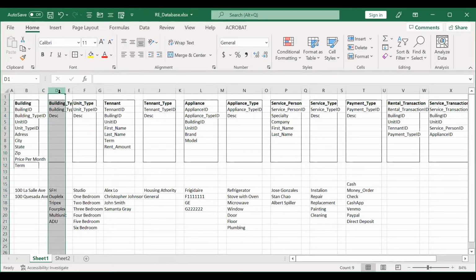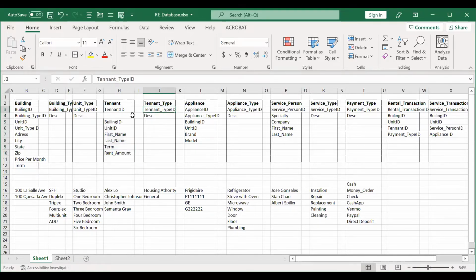Building type, I just mentioned. Unit type, it's pretty clear. Now we have tenants. Tenants is a tenant ID. There is also tenant type ID. I need to have a tenant type ID here, right? Because it's all about tenants here.